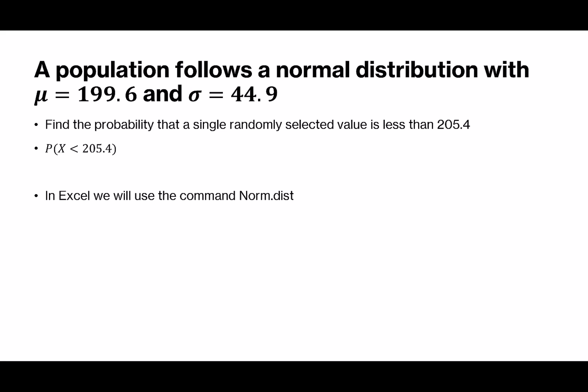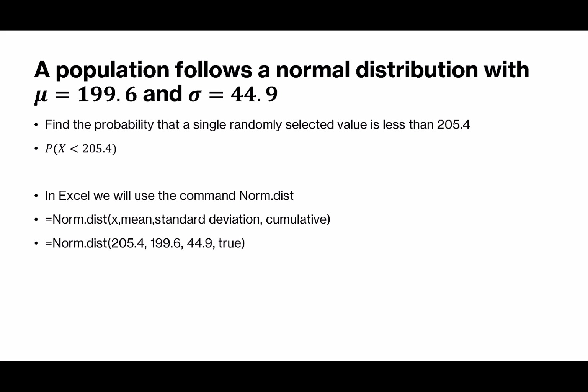Now remember, when we're using norm.dist, we need to put in the value we want, the mean, the standard deviation, and for cumulative, we write true to say give us all of the data to the left of that value that we start with. In this case, we will put in norm.dist with 205.4, 199.6, 44.9, and then true. But to see that better, let's go directly to Excel.